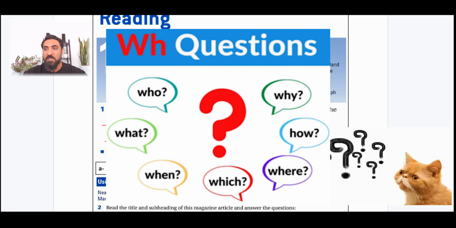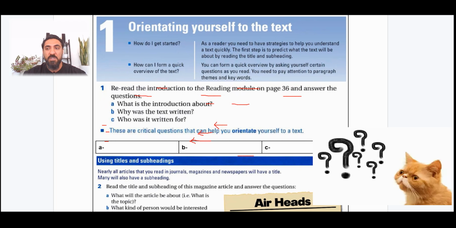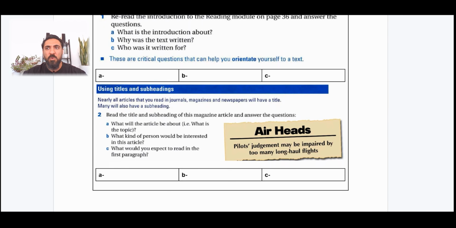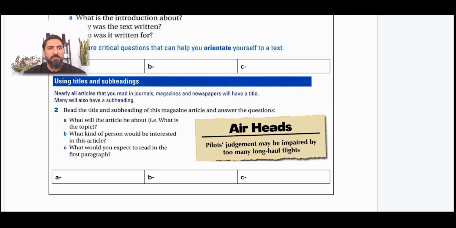Now let's have a look at the exercise that we have at the bottom. We're going to try to use the title and subheading that we have in this text, using titles and subheadings. As you can see, nearly all articles that you read in journals, magazines, and newspapers will have a title. Many will also have a subheading. We call this part the title and we call this part the subheading. So heading means the title. Subheading is something which explains the topic.